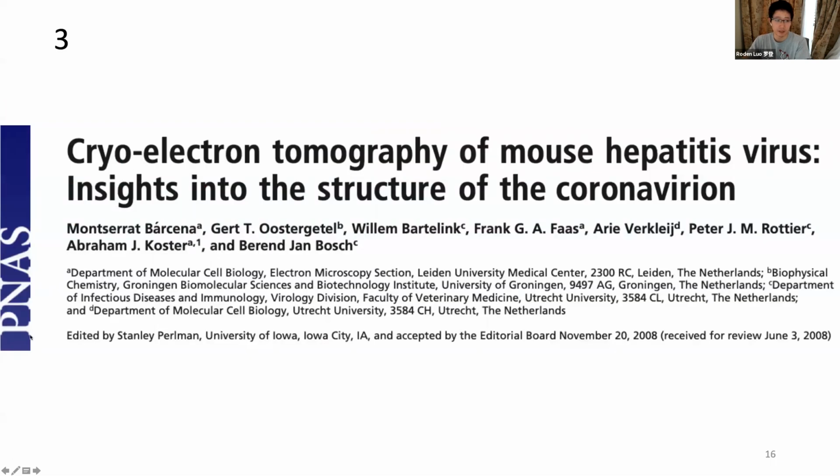This is a paper in PNAS from 2008. It's the cryo-EM tomography for the MHV. It is not SARS-CoV. It's mouse hepatitis virus. It's also a coronavirus.